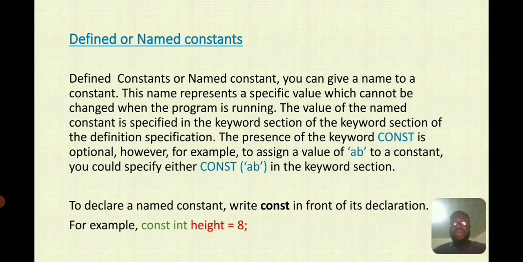For example, to assign a value of AB to a constant, you could specify either CONST(AB) in the constant section. To declare a named constant, write const in front of its declaration. For example, const int height = 8.